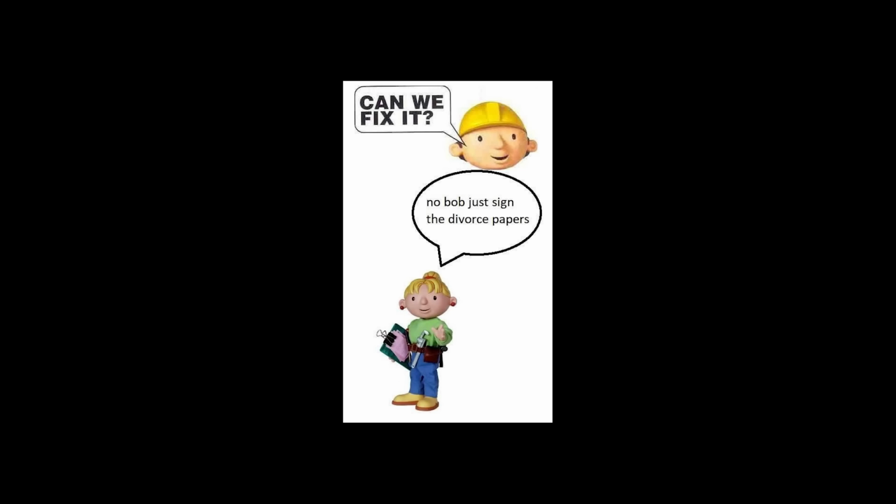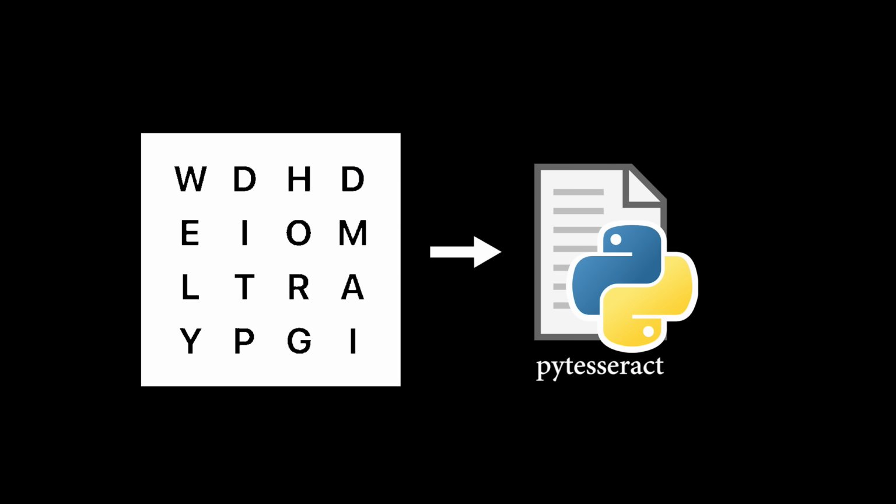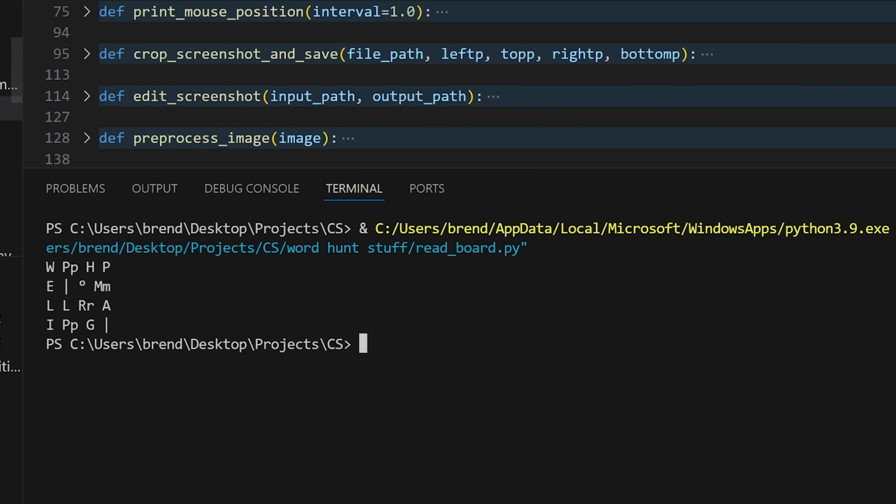Let's fix that. For this, I get a screenshot of the game, run it through a quick enhancement that filters out everything that isn't black, then give it to PyTesseract to return the text in the image. Since the text in our image is super clear, it'll have absolutely no problem.